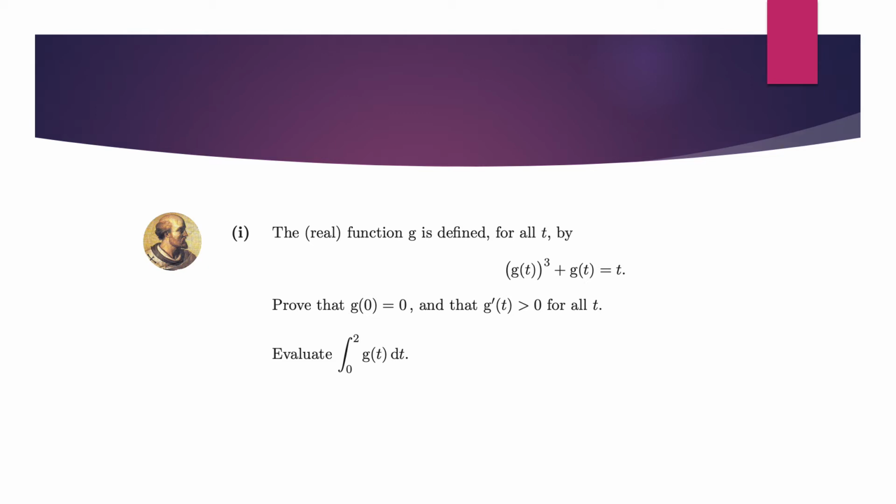Okay, so looking at part 1, we're told that we've got a real function, g is defined. That's going to be important later on, and it's defined for all t. And they've given us some way of linking the function with its input, and we've got to prove this time that g of 0 is equal to 0, and that the gradient function is positive for all t. Okay, so let's do that first.